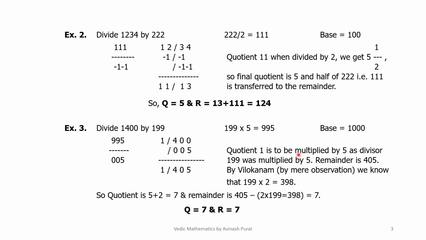Quotient 1 is to be multiplied by 5 as divisor 199 was multiplied by 5. Remainder is 405. By Vilokanam, by mere observation, we know that 199 multiplied by 2 is 398. So quotient is 5 plus 2, that is equal to 7, and remainder is 405 minus 2 into 199, that is 398, equal to 7. So quotient 7 and remainder is 7.